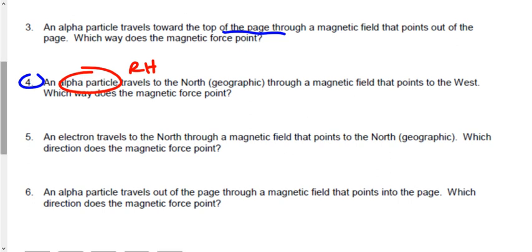So it's not like north, it's out. Well, it's not out of the page. If you're going to do it with north, south, east, and west, the Earth is your frame of reference. So you got to use up and down.